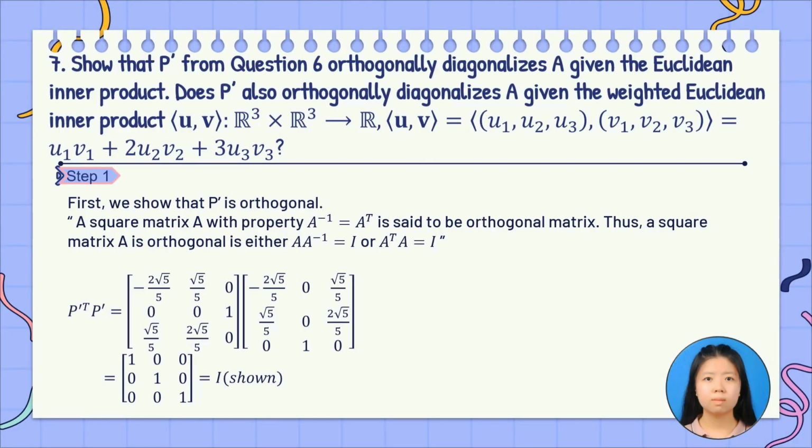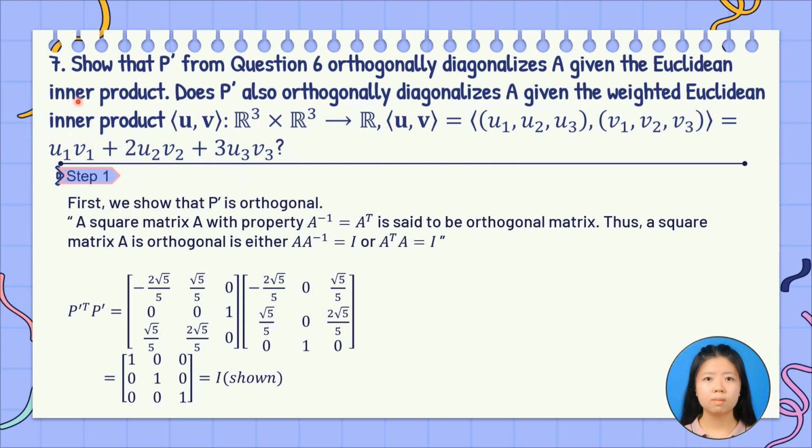Now, I'm going to explain further about the last question. This question asks us to show that P prime from question 6 orthogonally diagonalizes A given the Euclidean inner product. We also need to find out whether P prime also orthogonally diagonalizes A given the weighted Euclidean inner product.